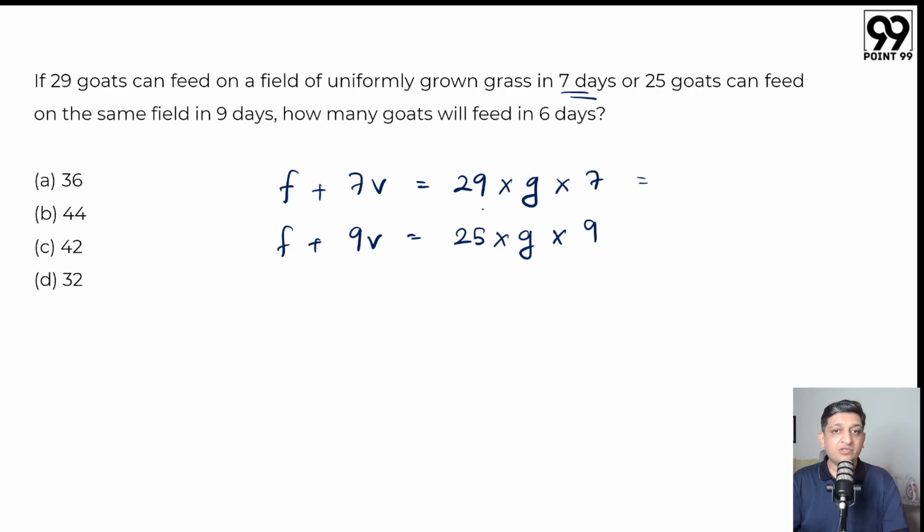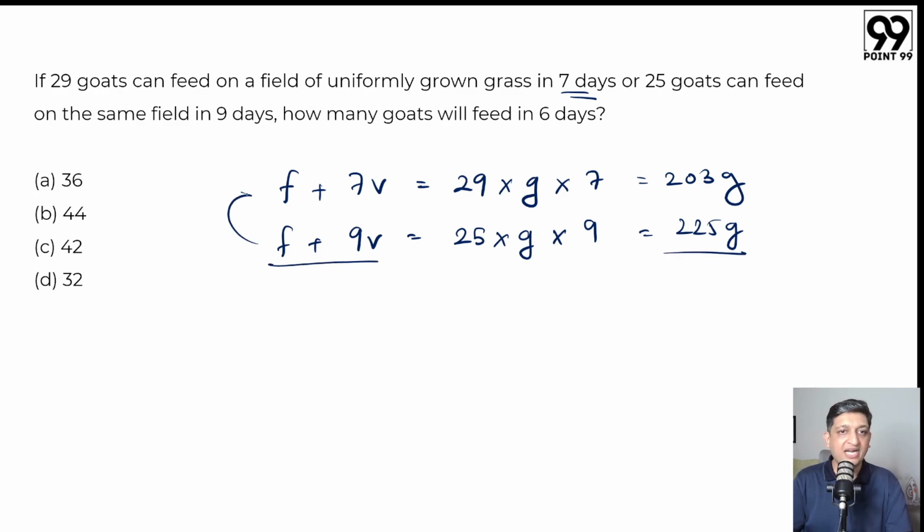Now this will be 29 into 7, which is going to be 203 times g. 30 into 7 minus 7, so 210 minus 7 is 203g. 25 into 9 is 225 times g. Now on the basis of these two equations, if you subtract the first equation from the second equation, you are going to get 2v equals 225 minus 203, or 25 minus 3, that is 22g. So 2v will be equal to 22g. That is what we know here.